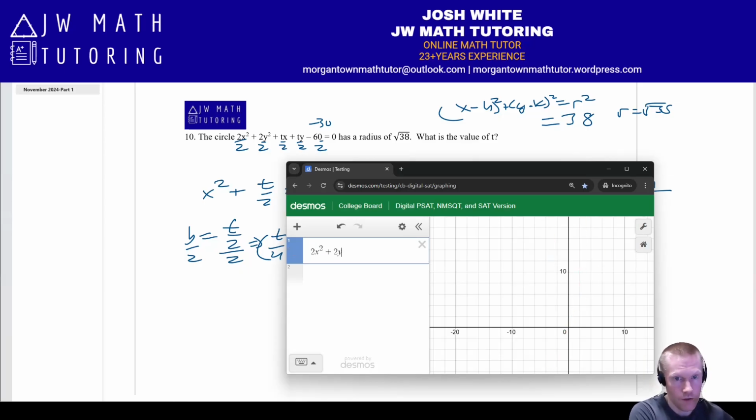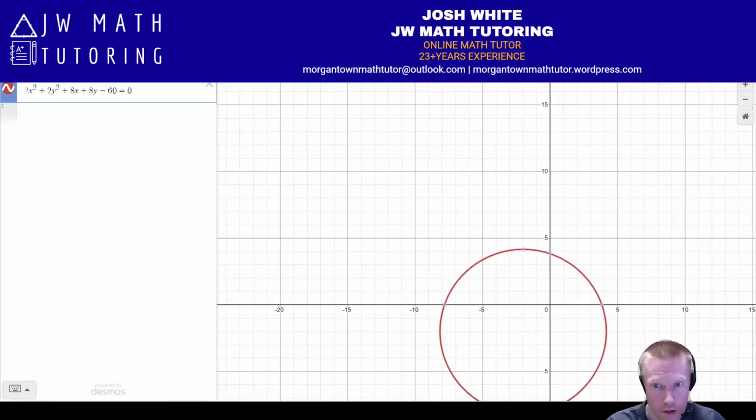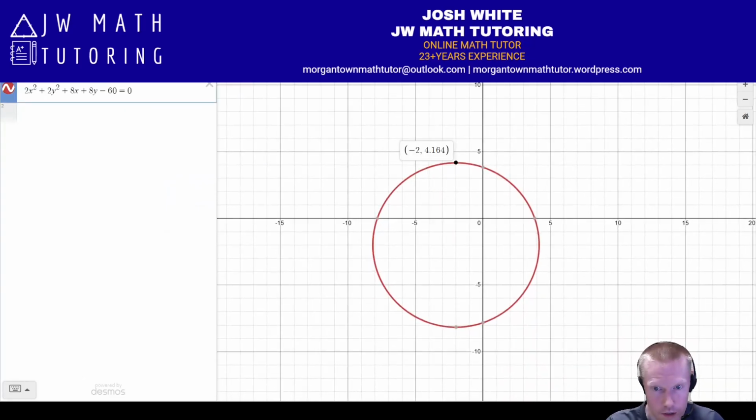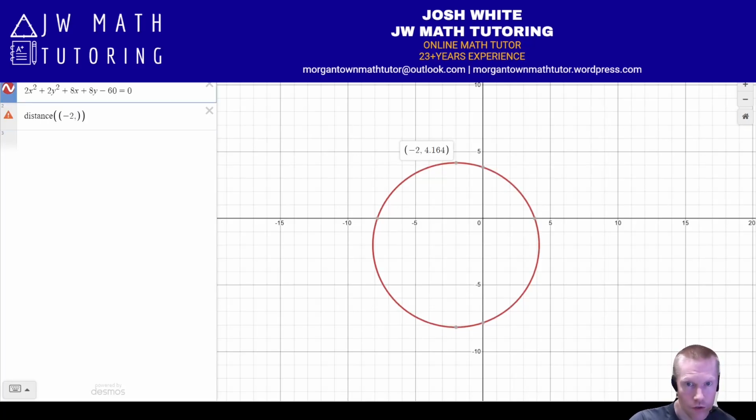So I'm just going to type in the circle. I'll just fill in the values. For t, just type in 8. So now I'm going to click the max and min points, and I'm going to find the distance between these 2 points, which will be the diameter value, and then technically I'm going to divide that. So it's negative 2, 4.164.